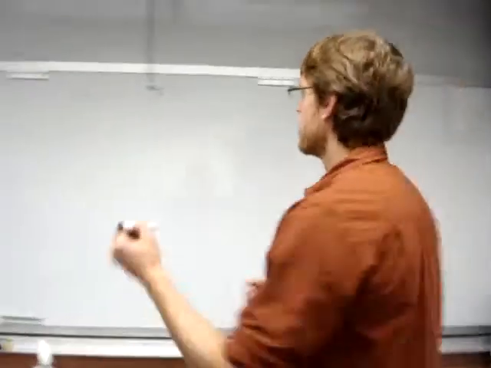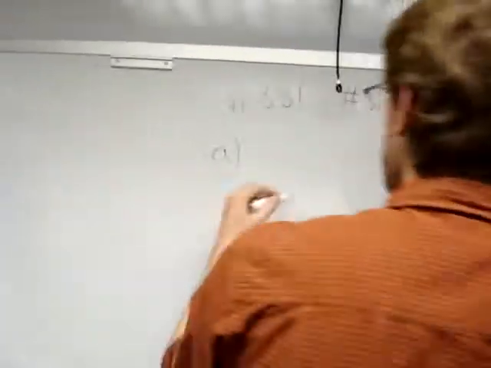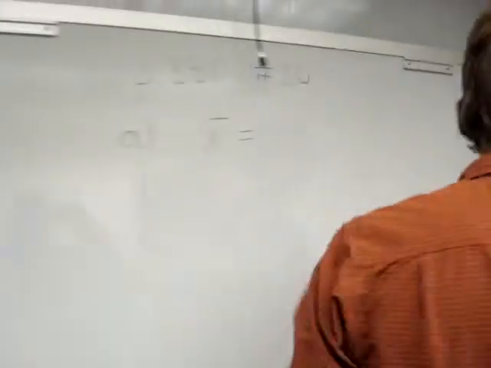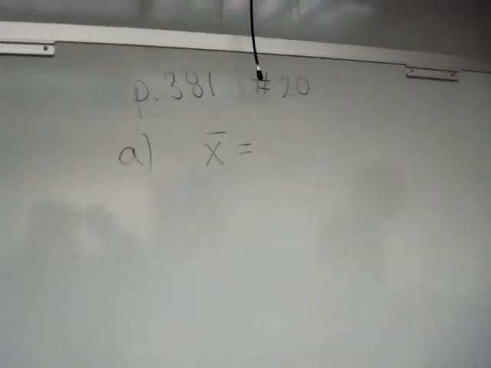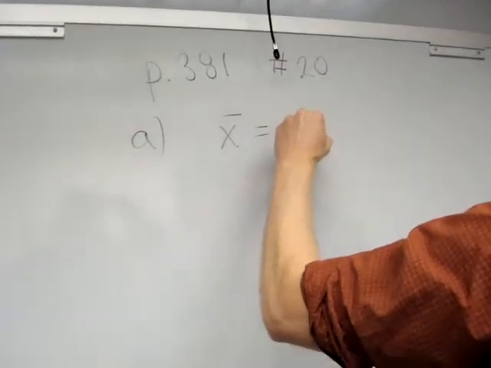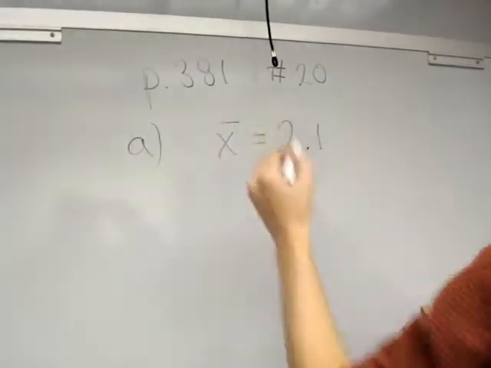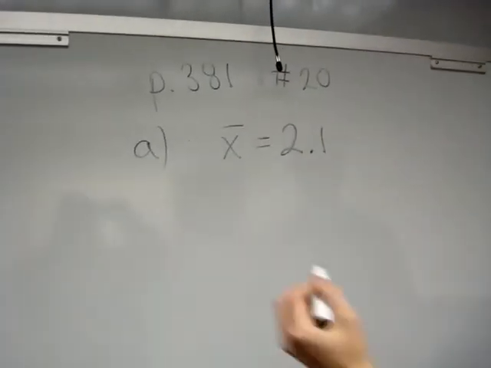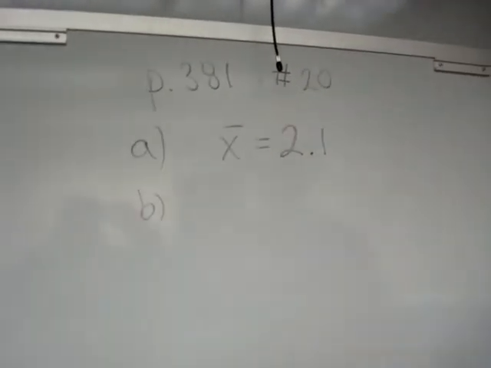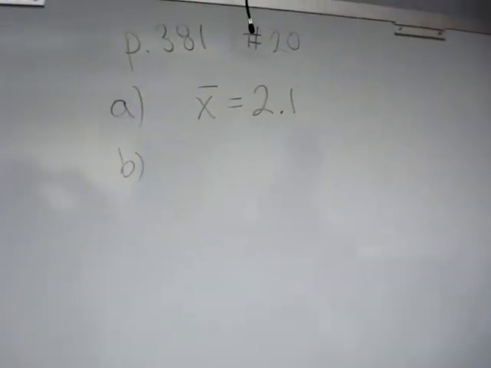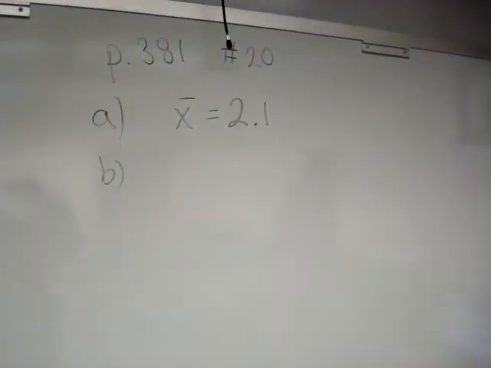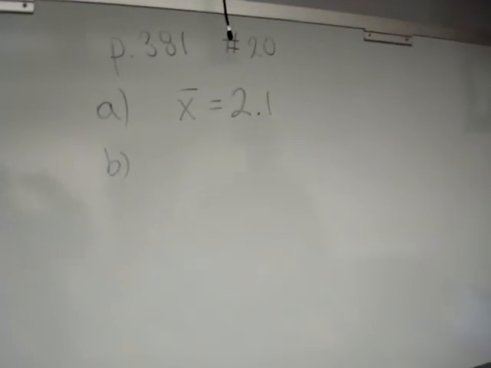Well, for part A, the best point estimate would just be x bar, which was 2.1. So the 2.1 would be our best estimate of the true average weight loss. Part B, we want to come up with a 99% confidence interval for the mean weight loss.